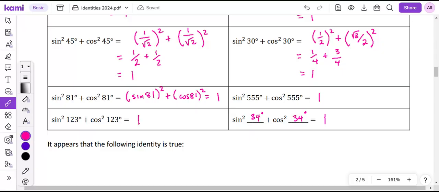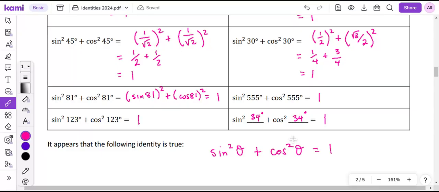So what we have kind of shown, it appears that the following is true: if you take the sine squared of an angle theta, and if you add the cosine squared of an angle theta, it appears you get 1 for all values of theta. It doesn't matter what you plug in. You guys kind of convinced?